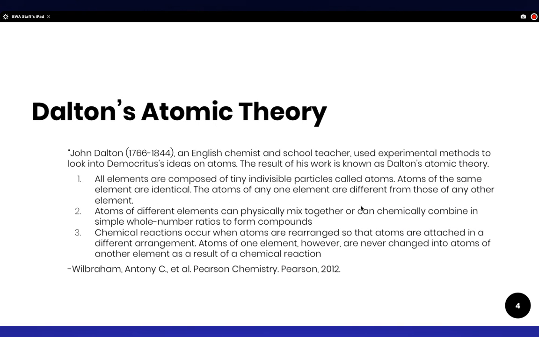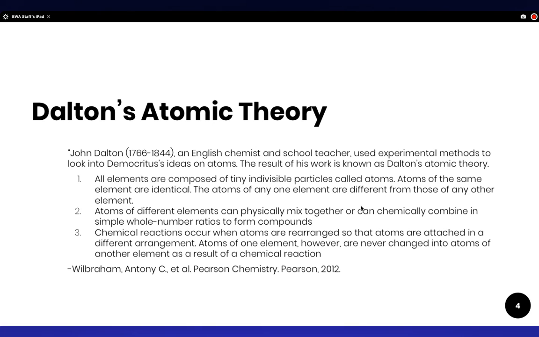John Dalton was able to build off of Democritus's idea and actually prove it to be true in the 1700s. He was an English chemist and school teacher. He used experimental methods to look into Democritus's idea of the atom. Specifically, the experimental method he used was mass. It was around this time period that the idea of mass was very popular, and that's what he used to prove Democritus right. The result of Dalton's work was his atomic theory, which had 3 parts.